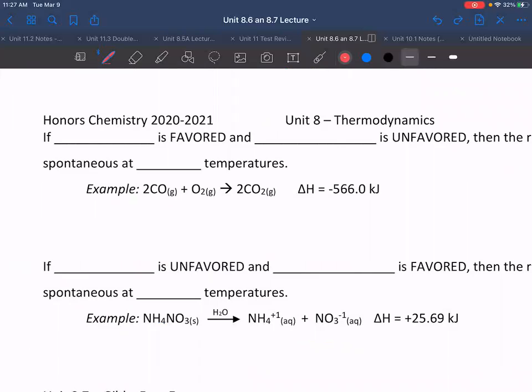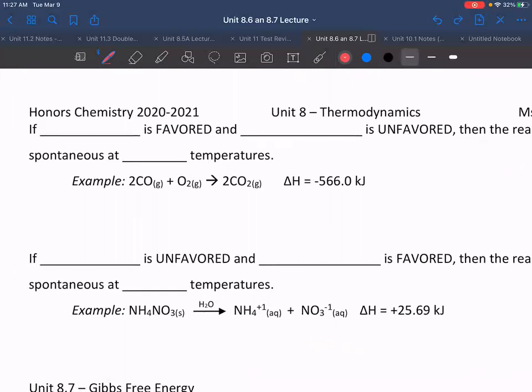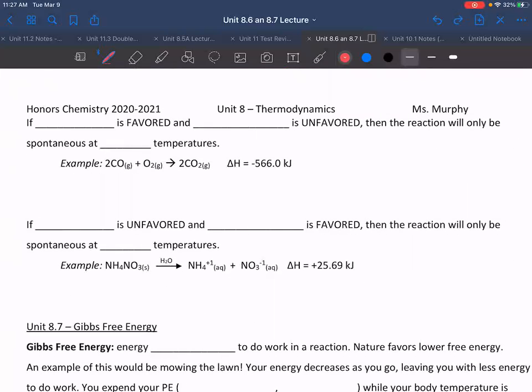All right. So now we're going to talk about when things aren't as straightforward, because we talked about when both of our factors are favored, and both of our factors are unfavored. Now we're going to talk about when they're one or the other.